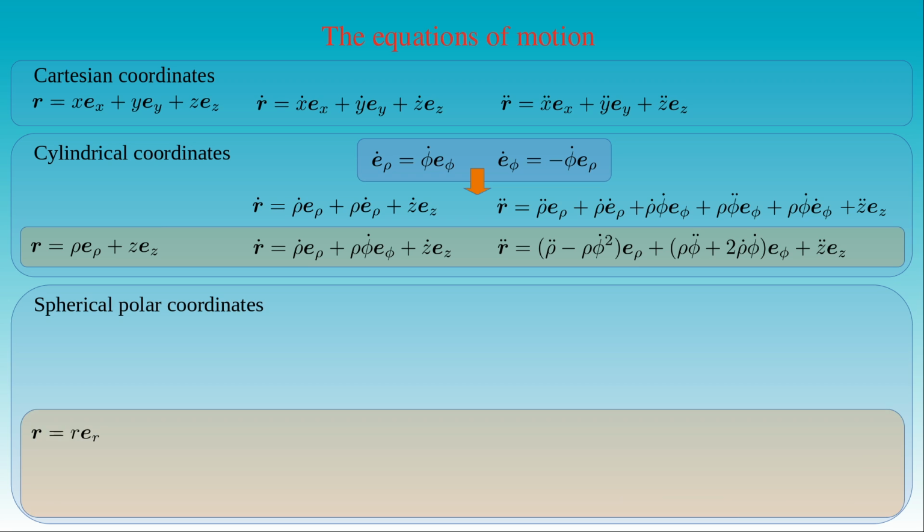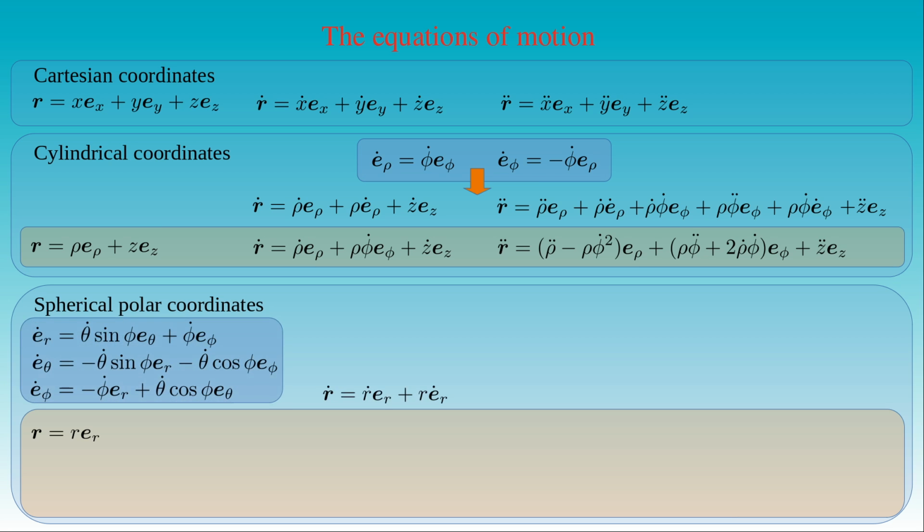Then the derivative of the position vector is given by r dot times er, plus r times er dot. Here we already know the derivative of the basis vector er, which we can substitute into the derivative of position vector r. Then the derivative of the position vector r is the following. Its r component is simply r dot. Its theta component is r times theta dot times sine phi. And its phi component is r times phi dot.